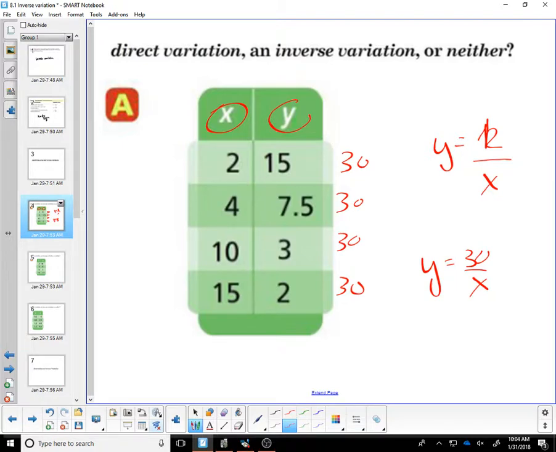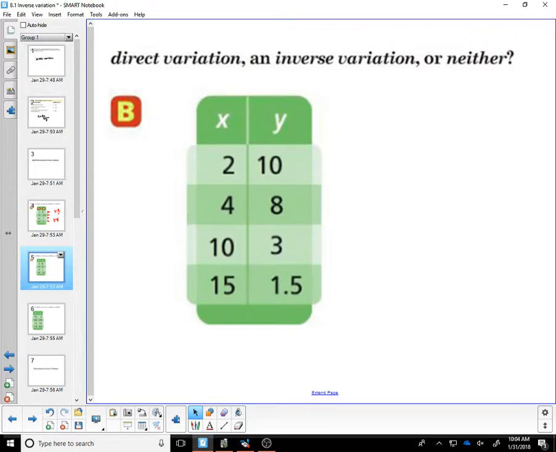Now, let's take a look at the next one, okay? So, new example. I've got a new set of data. I want to know if there's a direct variation, inverse variation, or if there's neither. Okay, so is there a direct? Now, please don't get confused if I say direct or I say jointly. They're pretty much the same thing. We're talking about the same thing.